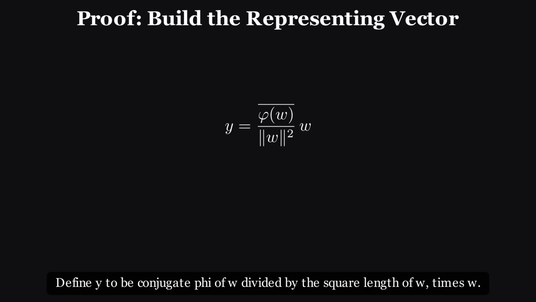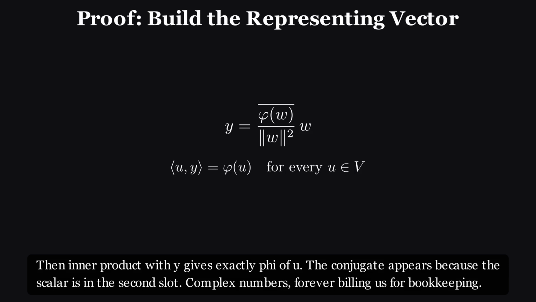Define Y to be conjugate phi of W divided by the square length of W, times W. Then inner product with Y gives exactly phi of U. The conjugate appears because the scalar is in the second slot. Complex numbers. Forever billing us for bookkeeping.